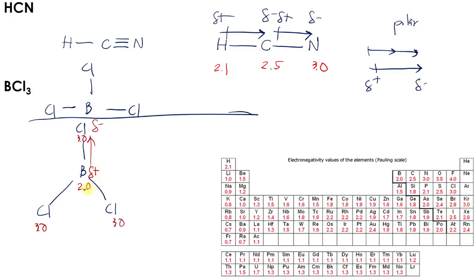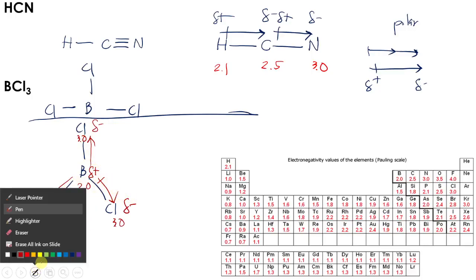The same thing here, 2.0, 3.0. The electrons will move closer to Cl. This becomes partially negative. This becomes partially positive. The same thing here, 3.0, 2.0, partially negative, Cl. This becomes partially positive. Now here we have three vectors, so how do we add these vectors?